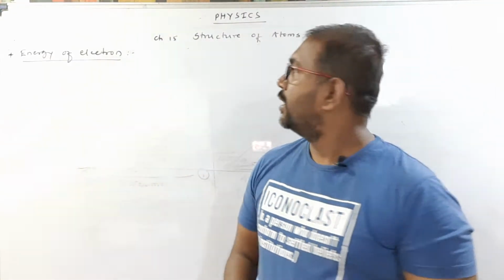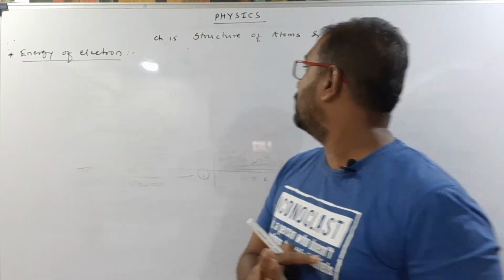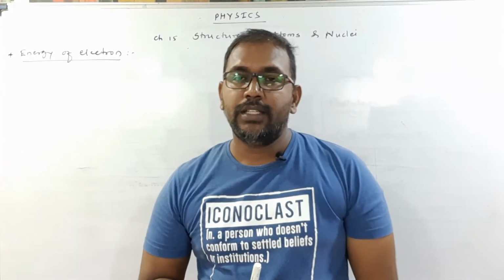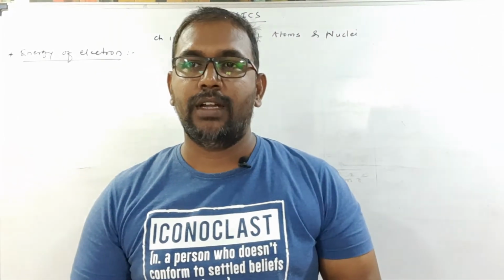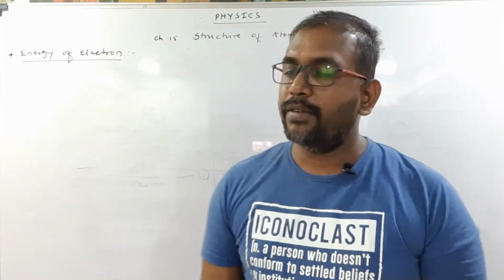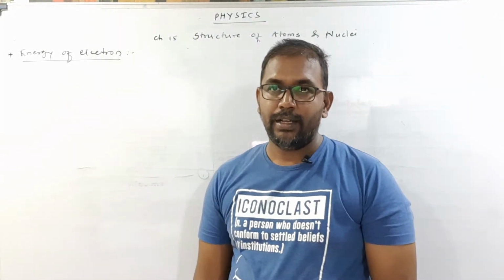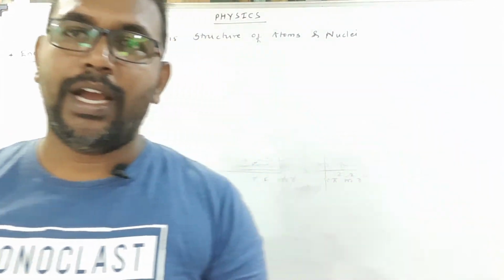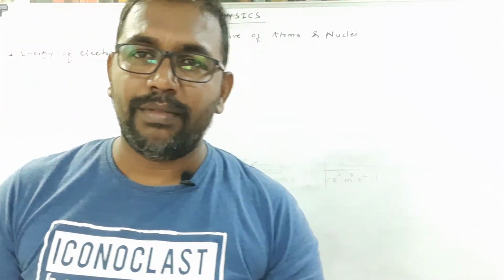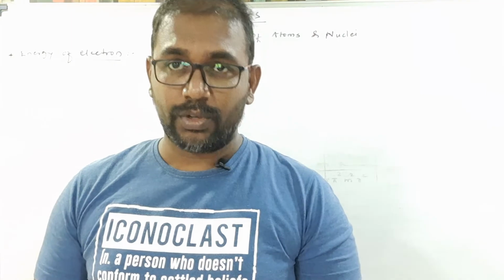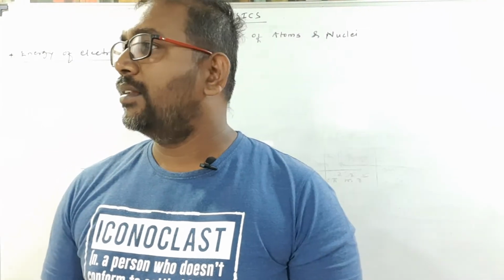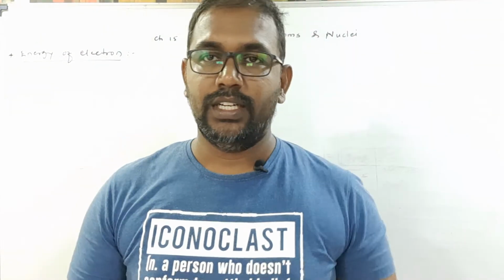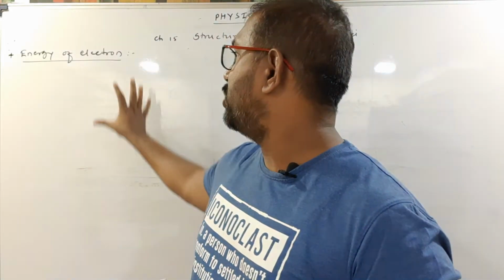Hello everyone. Next article from chapter 15, structure of atom and nuclei, is energy of electron. After this radius of orbit article, we have to learn a new article, and it is energy of electron. In this article, we have to find out kinetic energy of electron, then potential energy of electron, and then add kinetic energy and potential energy. We get total energy.